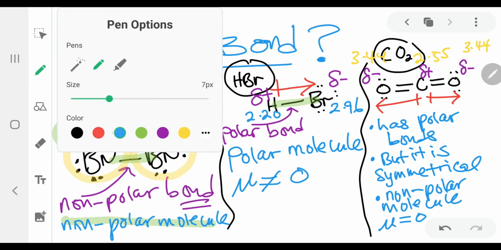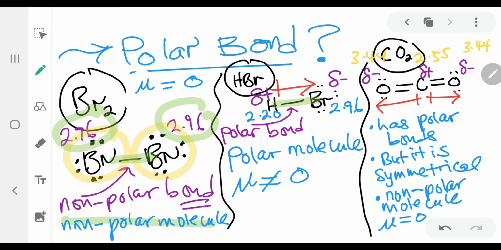In exams, you have to show these polar bonds with that symbol. You get 1 mark for telling them it has a polar bond, 1 mark for telling them it is symmetrical, and 1 mark for saying therefore it's a non-polar molecule and the dipole moment equals 0. That's why it's very important to be able to draw the most plausible Lewis structure in the beginning, because from there you will know the correct molecular shape, and from that shape you can identify whether your polar bonds are going to cancel out one another or the other way around.